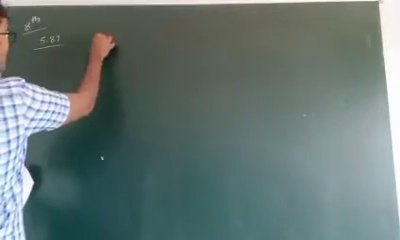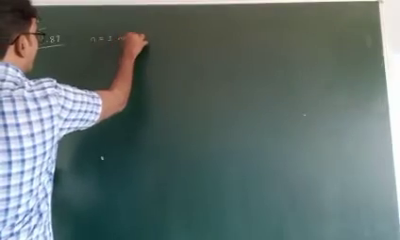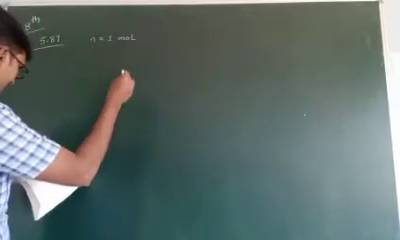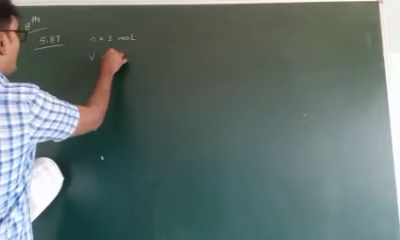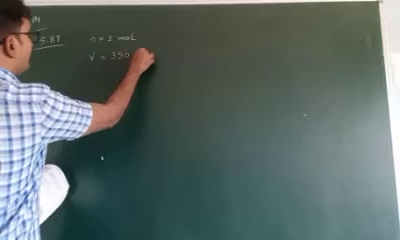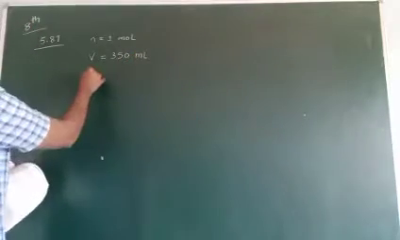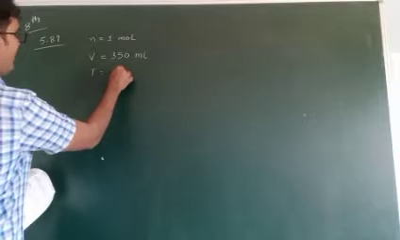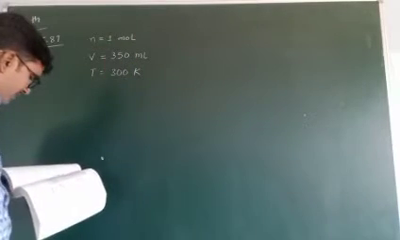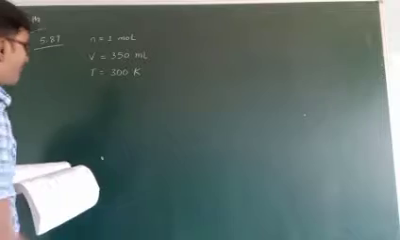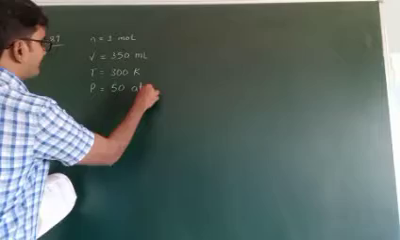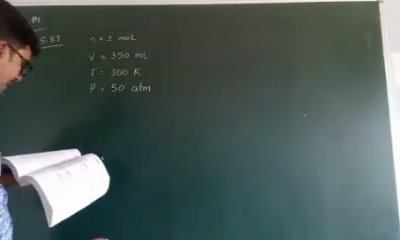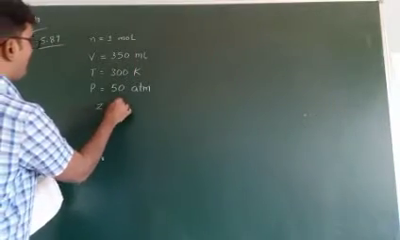So the given information: 1 mole of gas, so n is equal to 1. Volume V equal to 350 ml. Temperature T is equal to 300 Kelvin. Pressure is 50 atmospheric pressure. Calculate the compressibility factor, Z, you have to calculate here.